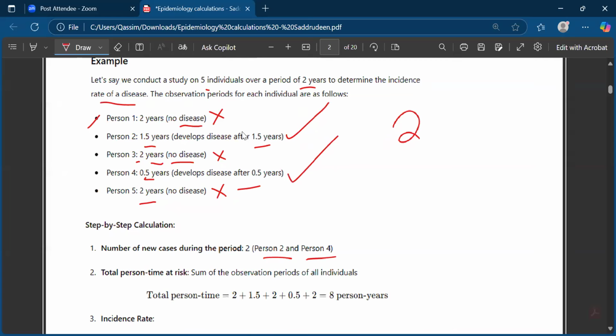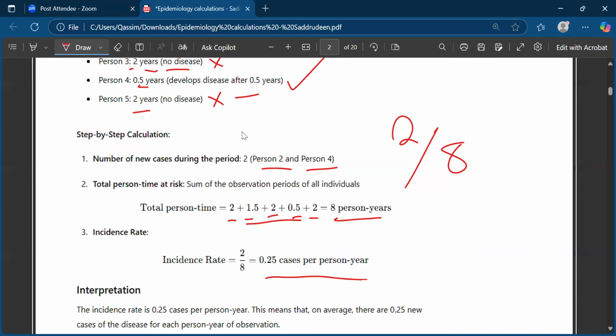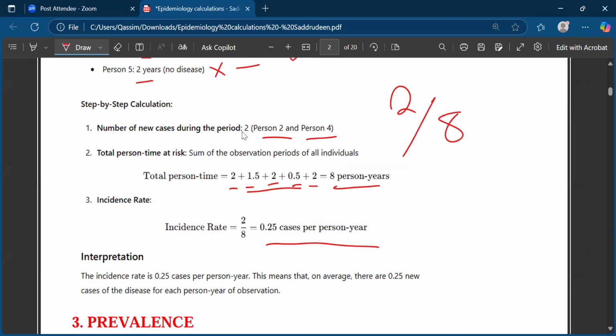So how do we take it? You just take person 1, 2 years, person 2, 1.5 years, just the time that they were studied for. Person 3, 2 years, person 4, 0.5 years, and then person 5, 2 years. So you add them all up, and then you get 8 person years. And remember, we got 2 as our numerator, then you divide by 8. And that's how you get 0.25 cases per person per year. Okay? And it means that on average, there are about 0.25 new cases of the disease for each person year of observation.